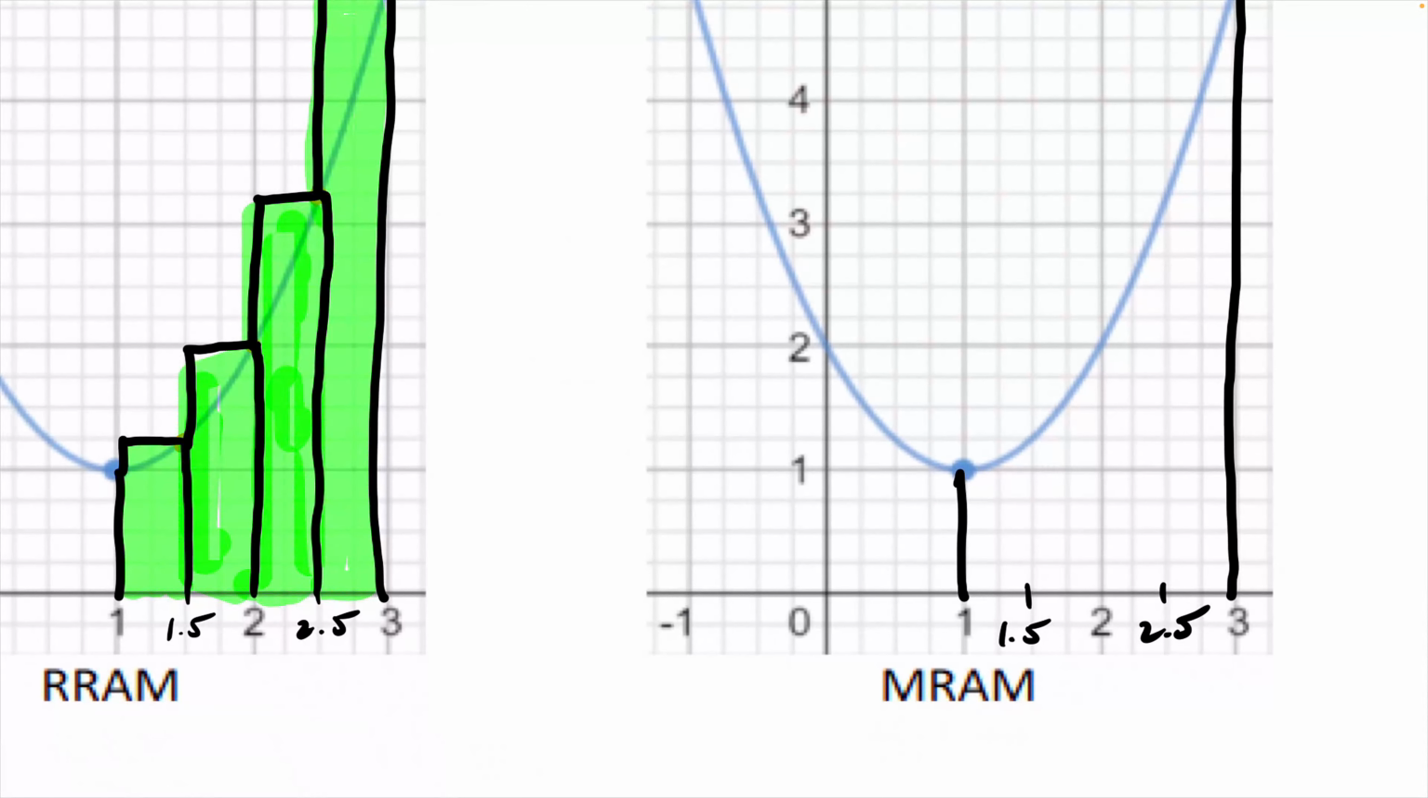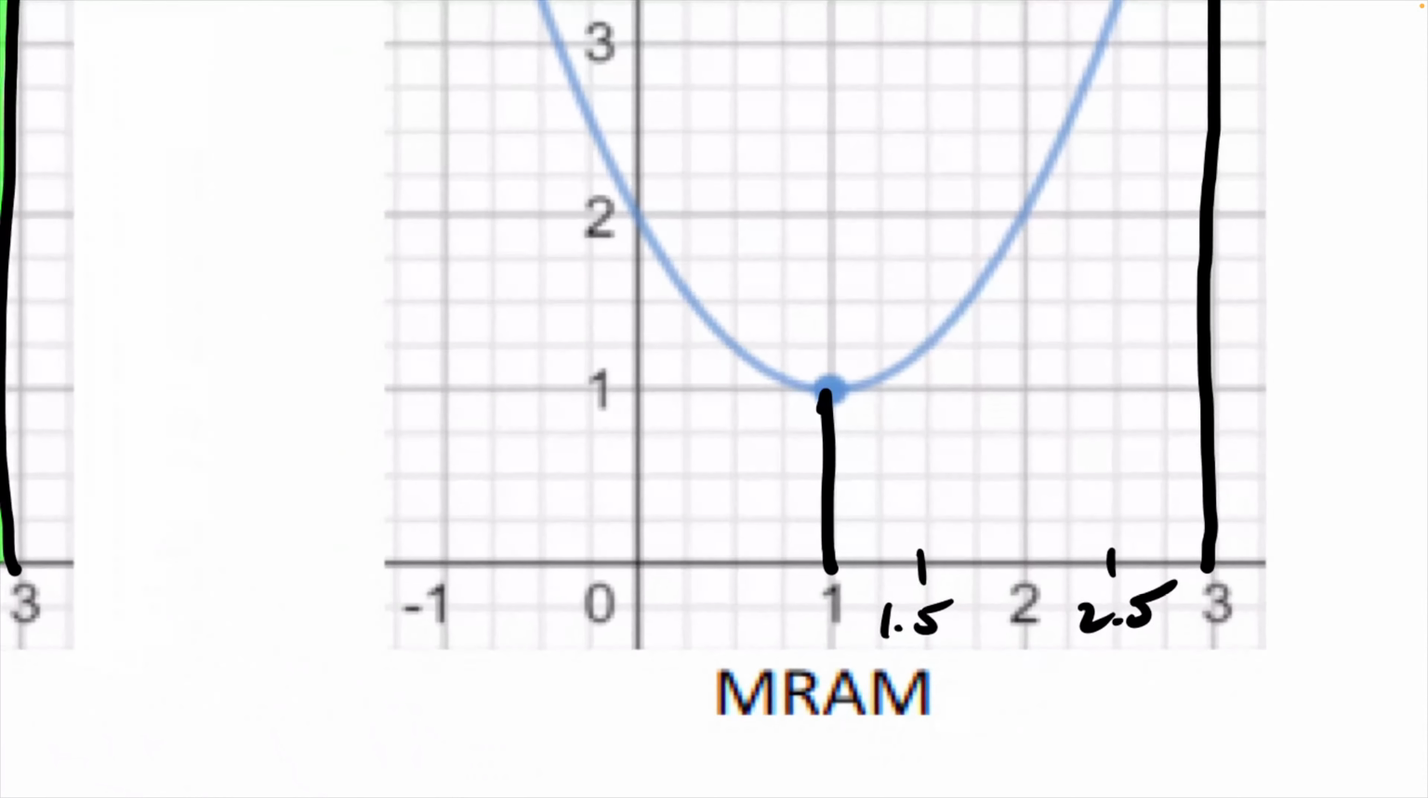So the first rectangle is going to be 0.5 width. What's the midpoint of 1 to 1.5? 1.25, right? That's where it's got to touch. So my first dot is going to be here. That means the first rectangle is going to go there.